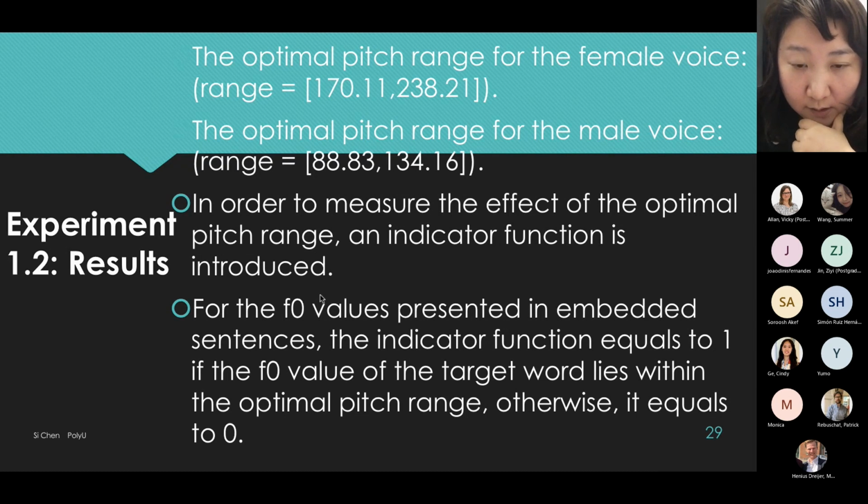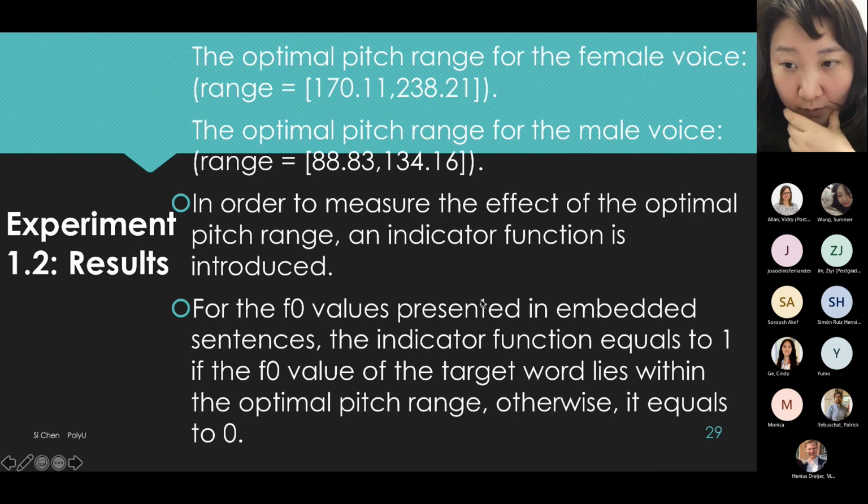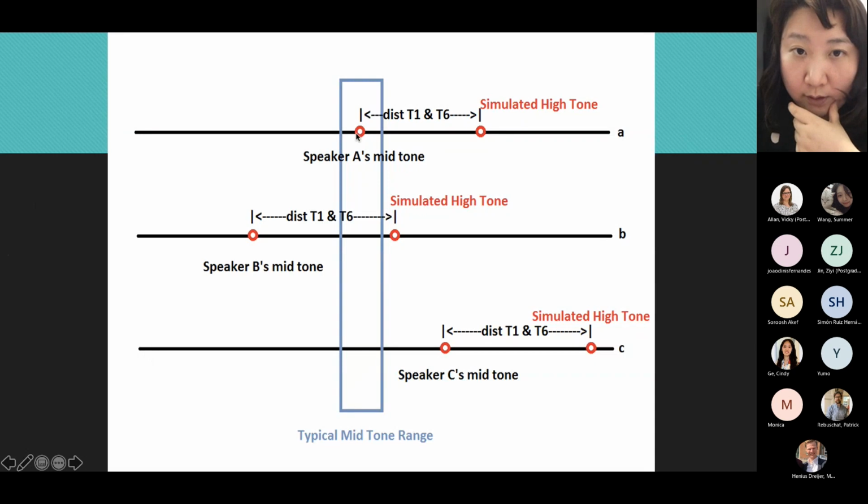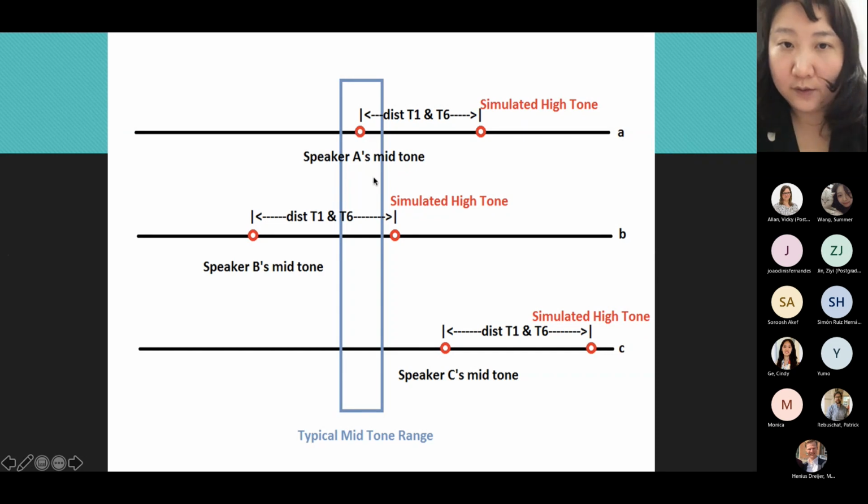So this function is defined like this. If the F0 values presented in the embedded sentences fall within the optimal pitch range, then the indicator function would be equal to 1. Otherwise, the indicator function will be equal to 0. So if we have a value that falls within this typical mid-tone range, then we have a 1 for the indicator function. And if it doesn't, then the indicator function has a 0.